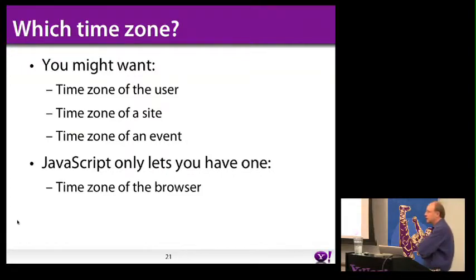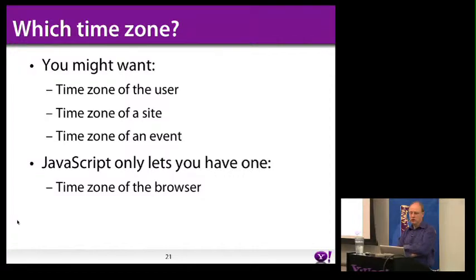Now, one problem is that sometimes you would want to use different time zones. Very interesting could be the time zone of the user, or the time zone that you want to use for your site, or the time zone of an event that you are describing. And there you run again into the JavaScript limitations. JavaScript only knows the time zone of the browser, which often, but not always, is the time zone of the user. So if you want to say a common time zone for your site, that's hard to do.